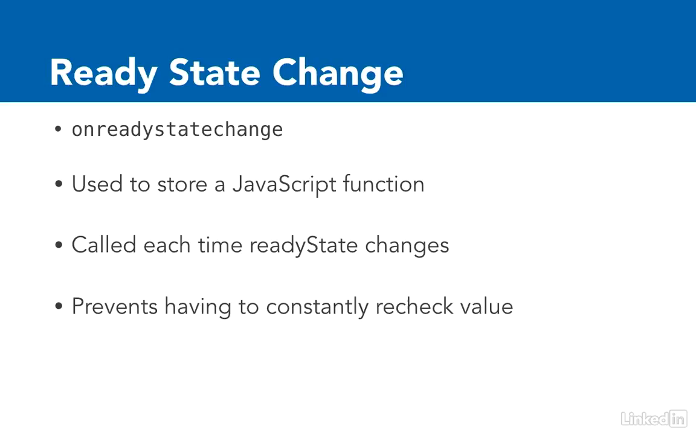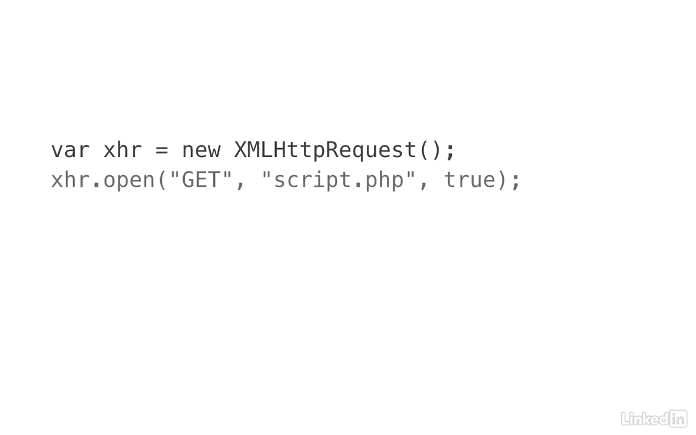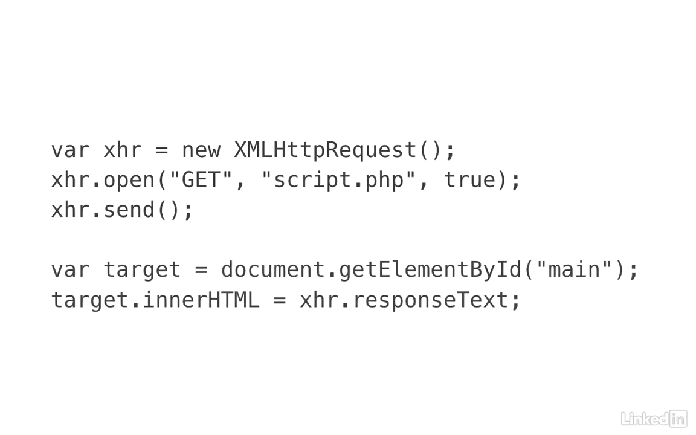Let me show you an example in code. First, let's look at the way that we were doing it before. We instantiate a new HTTP request object, we open it, we send it. And then right away, you can see that I'm calling for xhr.responseText, and I'm replacing some content inside the current page using that text.